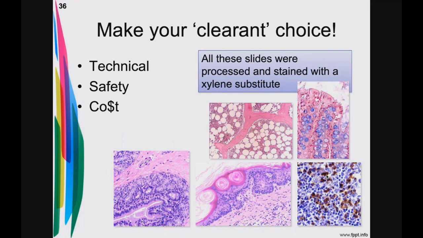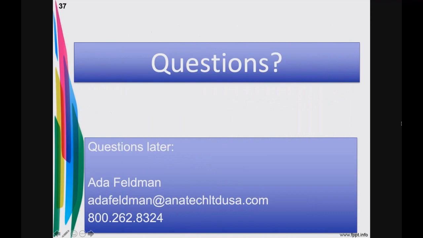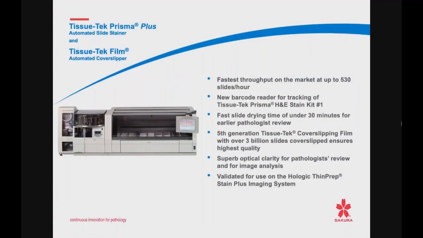All these pictures here that you are seeing, all were processed and stained using an aliphatic hydrocarbon xylene substitute. So you can see technically there is no difference at all, whether it's a standard H&E, we've got LC and blue there on the top right, and we've got immunohistochemistry on the bottom.